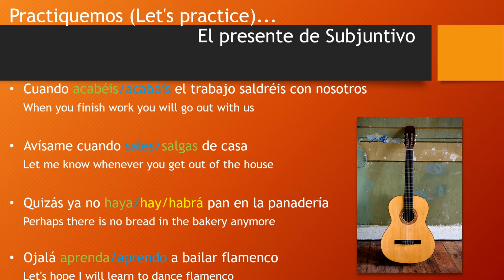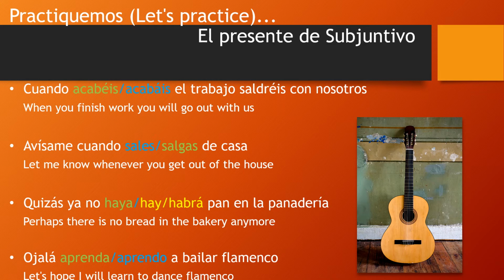Third one, quizás no haya pan en la panadería. So, haya, okay, that was the subjunctive we've seen. Perhaps there will be no bread. I'm not sure. I will go to the bakery and see if there is bread anymore or not. However, I could have said the other two as well. Sometimes it's more flexible, because quizás no hay pan en la panadería. If I say that, indicative, I'm more certain about it, okay? I'm still not completely certain because you can never be till you go there, but I'm pretty certain because usually at this time there's no bread.